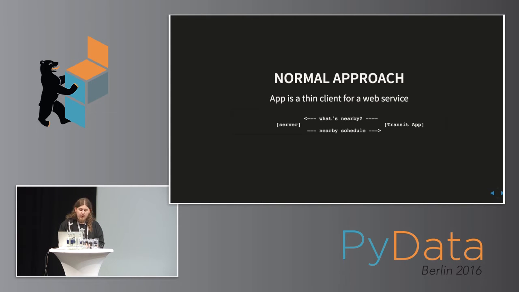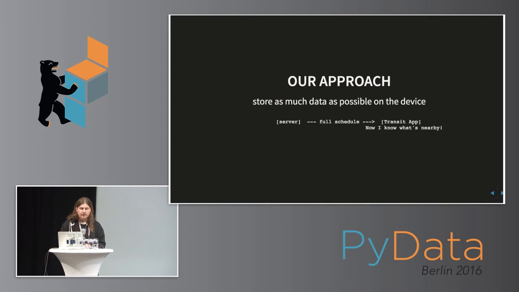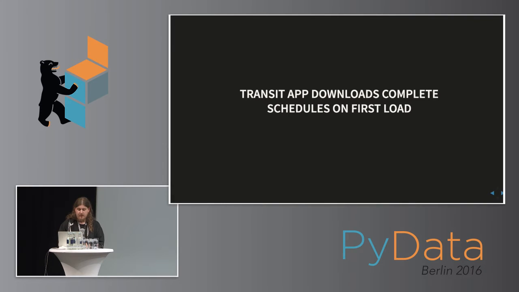And our approach was to have the server send a full set of schedules to the app. And then the app can say, well, I need to show something to the user. Now I actually have the complete set of schedules. I don't have to go ask the server. I can just answer this question myself right now. So if you open up the app right now in Berlin, it will download the complete schedules on the first load. That's the complete schedules for Berlin and Brandenburg of everything. So that sounds kind of crazy, but it works.